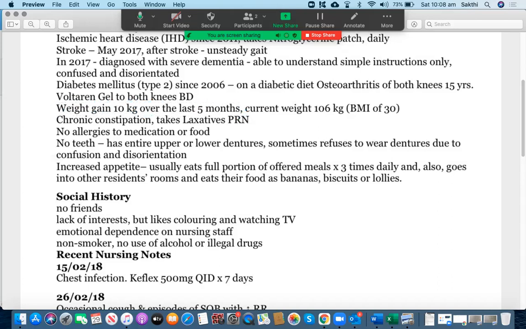Chronic constipation, takes laxatives PRN. Chronic constipation. Constipation is again an issue for the dietitian, isn't it? He needs to look at it. But I don't know whether she is prescribing any medicine. She is not prescribing any medicine, sir. So I did not add that.